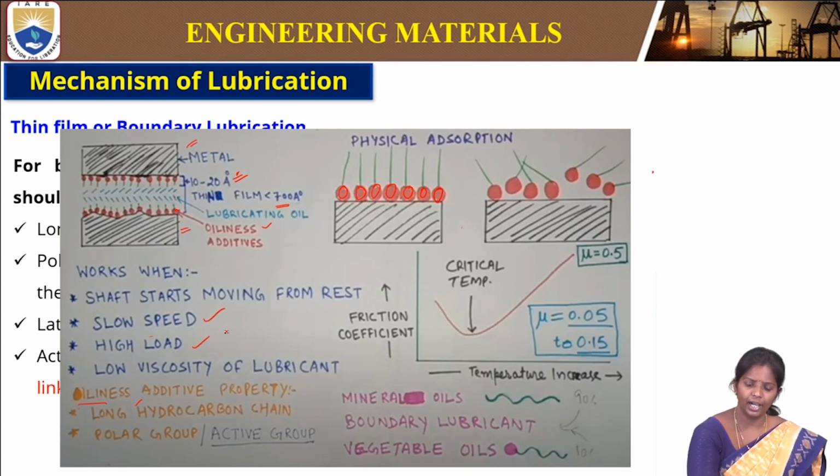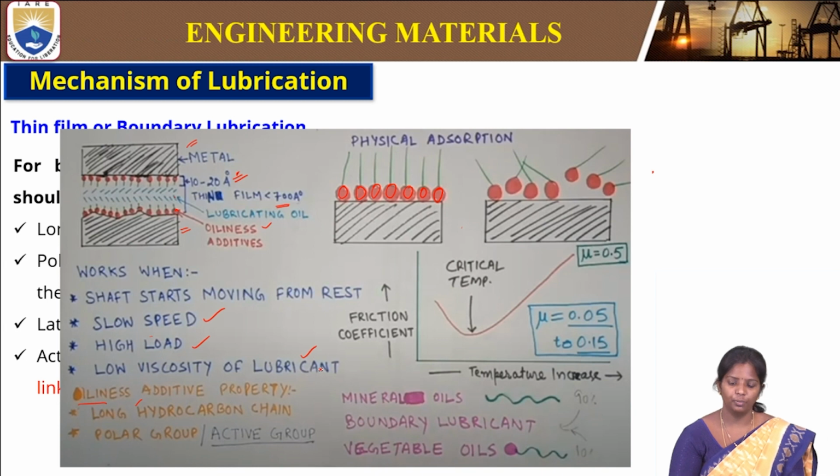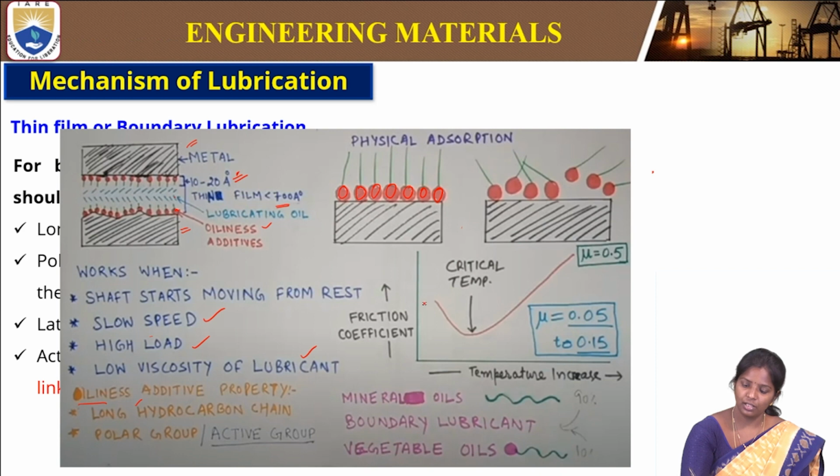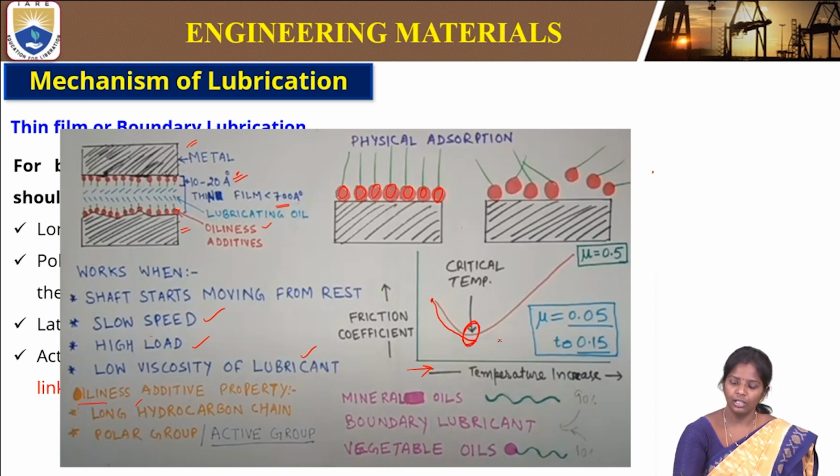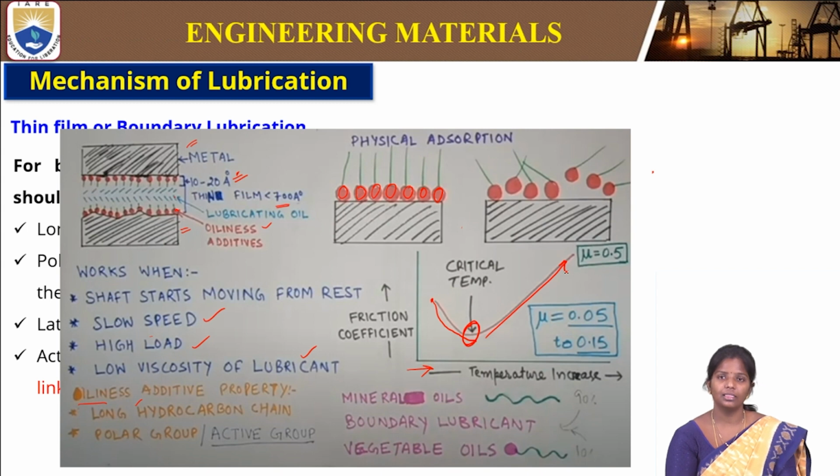So, slow speed, high load, and low viscosity of lubricant. In this particular lubrication mechanism, what happens to the coefficient of friction at some particular temperature? Upon operation, with an increase in temperature there is a decrease in friction because of the action of the lubricant upon the metal surfaces. Then after a critical temperature, there is again a rise in the friction. This is because of decomposition or vaporization of that particular lubricant present between the metal surfaces.